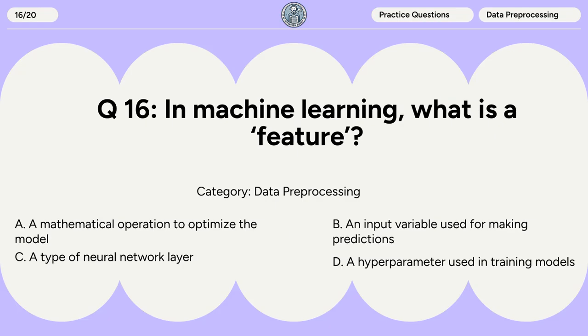Question 16. In machine learning, what is a feature? A. A mathematical operation to optimize the model. B. An input variable used for making predictions. C. A type of neural network layer. D. A hyperparameter used in training models.